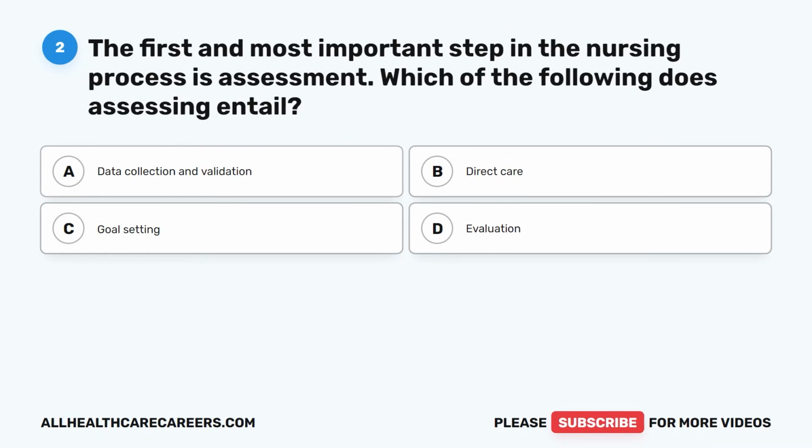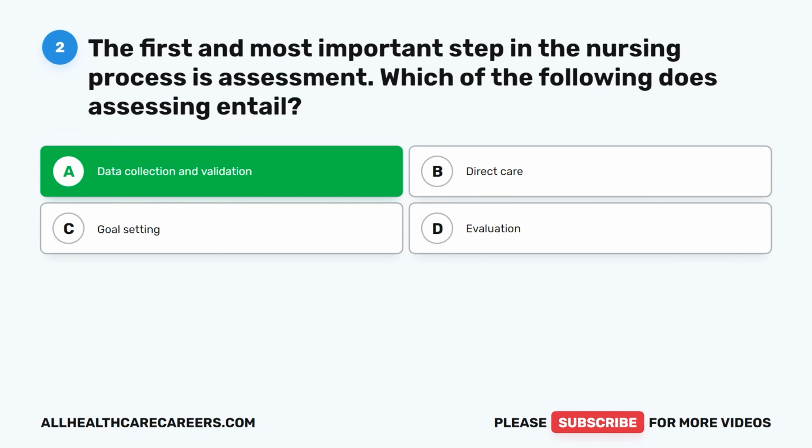Question 2. The first and most important step in the nursing process is assessment. Which of the following does assessing entail? A. Data collection and validation. B. Direct care. C. Goal setting. D. Evaluation. The correct answer is A.